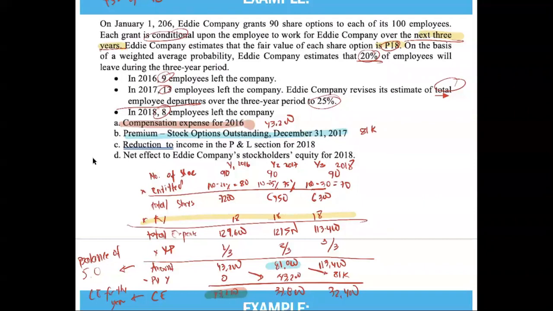Next, the reduction to income in profit or loss section for 2018. This talks about your expense for 2018. So what is the amount of our expense for 2018? 32,400.